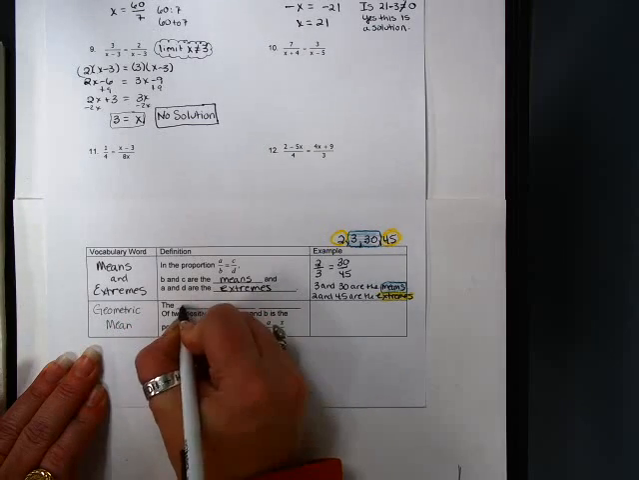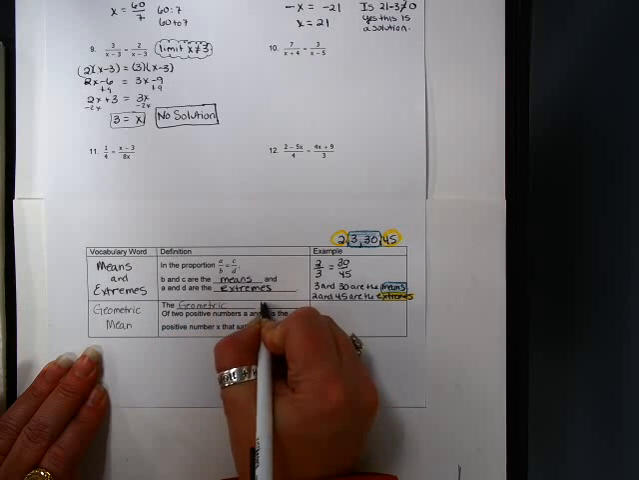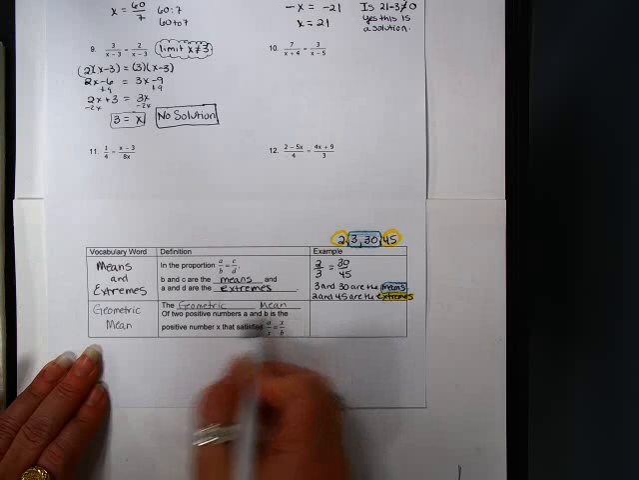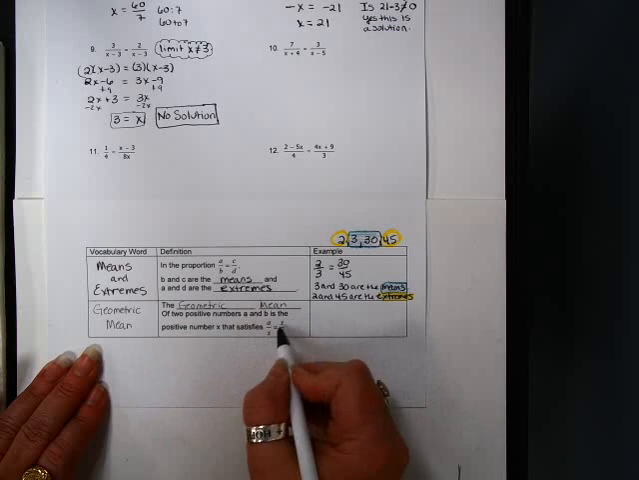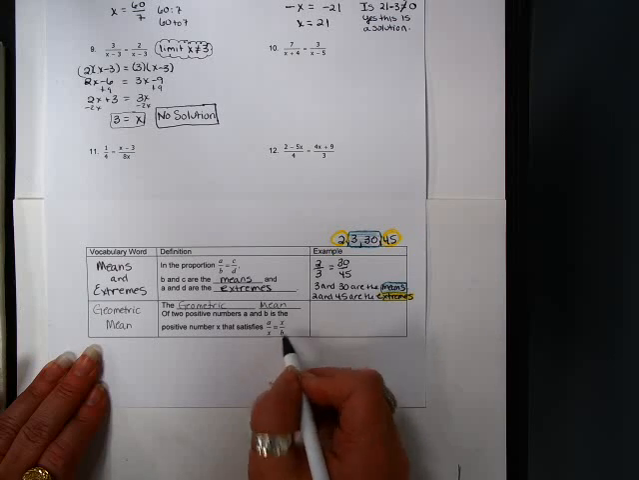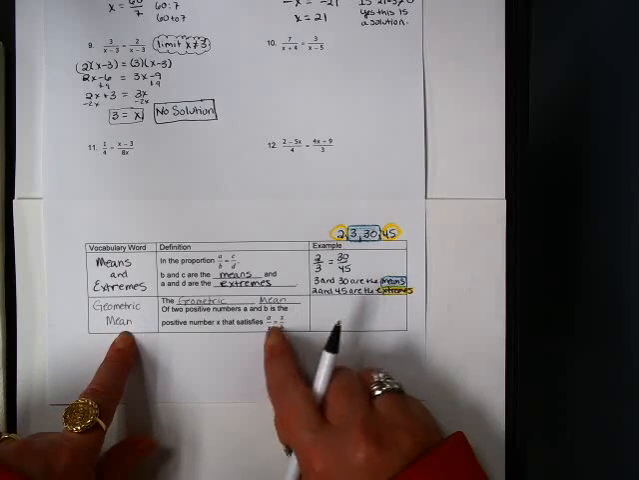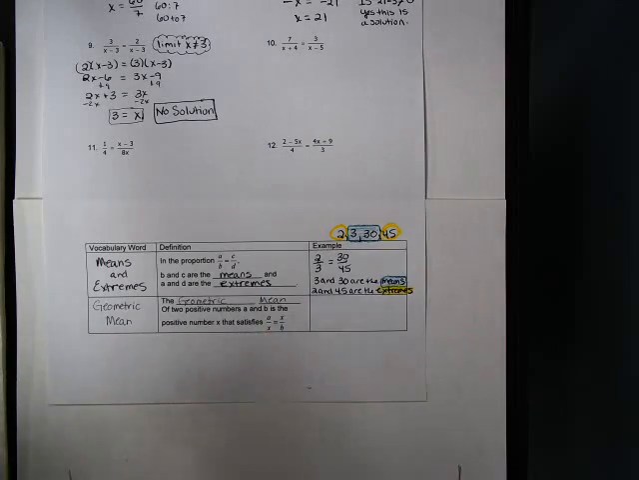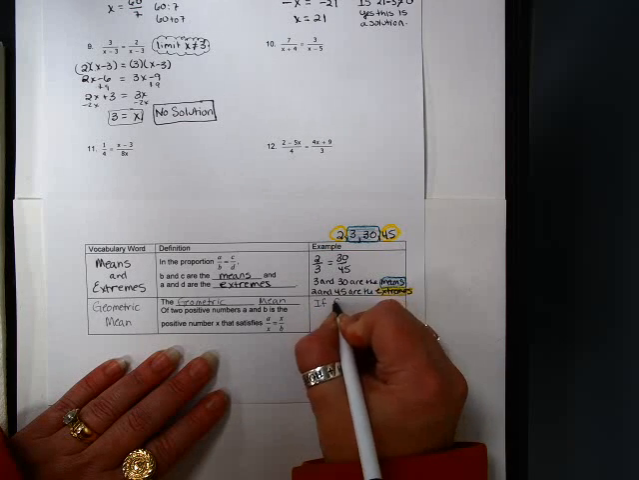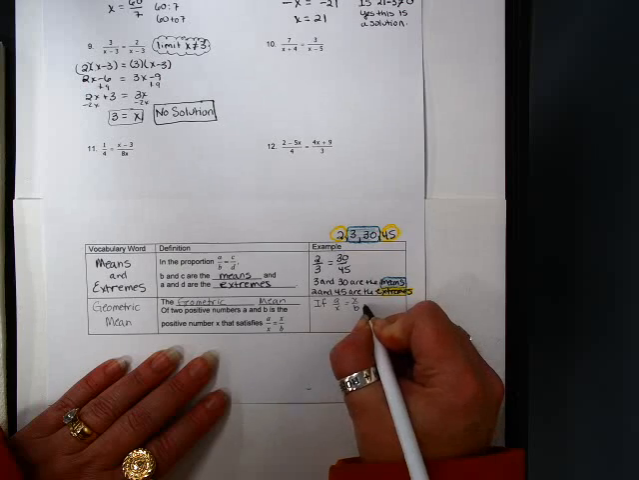Okay, the geometric mean of two positive numbers, A and B, is the positive number x that satisfies this proportion, A over x equals x over B. So we're looking for the means, the ones in the middle. Okay, so here, if A over x equals x over B, then what do we really know?